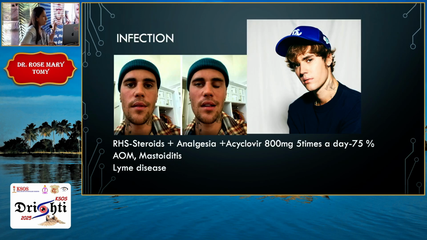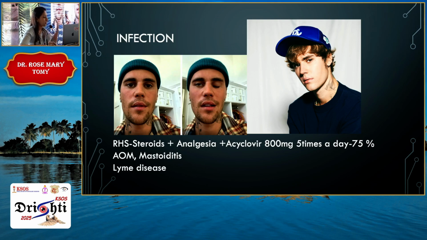What we have to rule out is infection. Justin Bieber took to social media to say how he developed Ramsay Hunt syndrome. So always look for pain. Always look for vesicles in the outer ear, because if this is the case, you have to treat the patient with steroids, analgesia, and full dose acyclovir or valacyclovir. Because if you don't treat this, only 12% will recover, but if you treat with this combination, 50 to 70% recovery will be achieved.